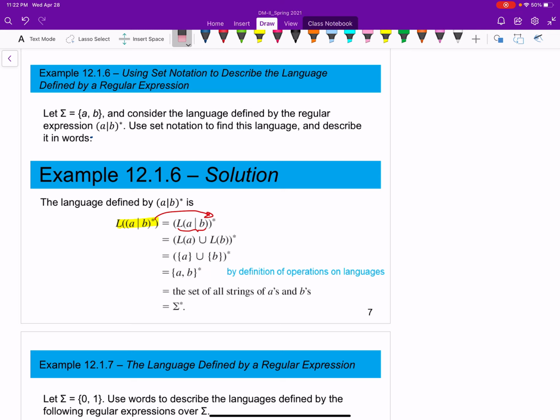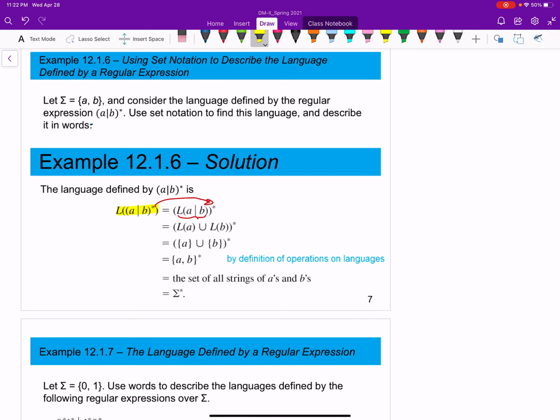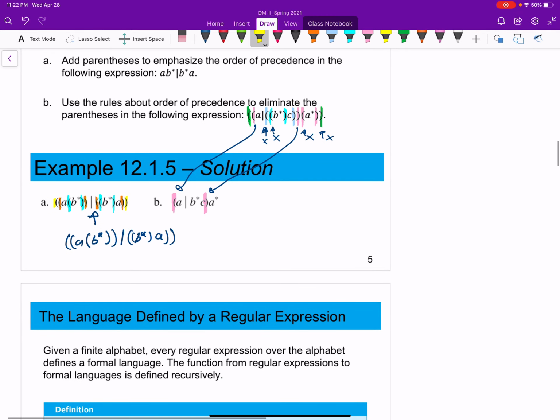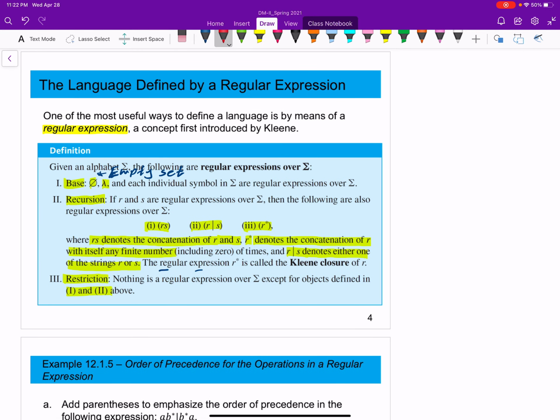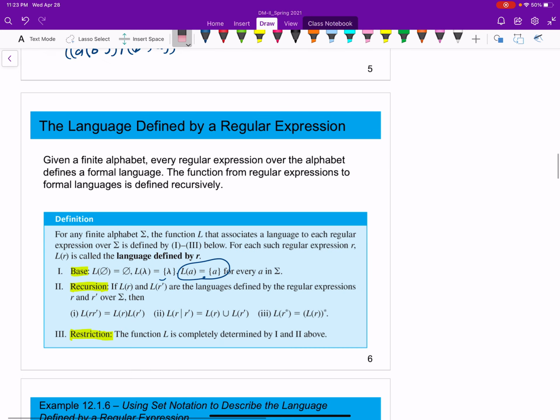The meaning of that one is the set of all strings of a's and b's. If you go back and check the meaning of asterisk, which is right here, R asterisk denotes the concatenation of R with itself any number of times. You could concatenate R any number of times. That's the meaning of asterisk. All right, so go back.